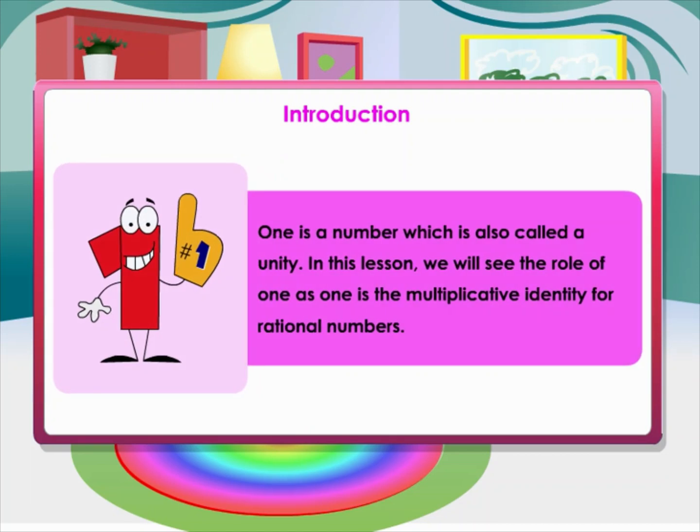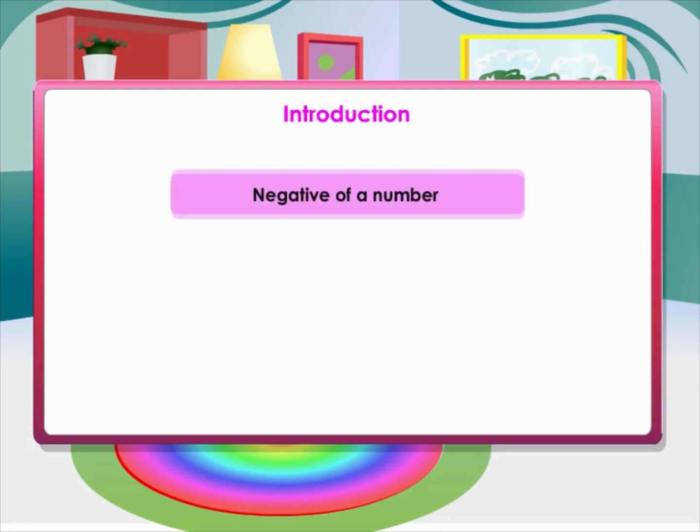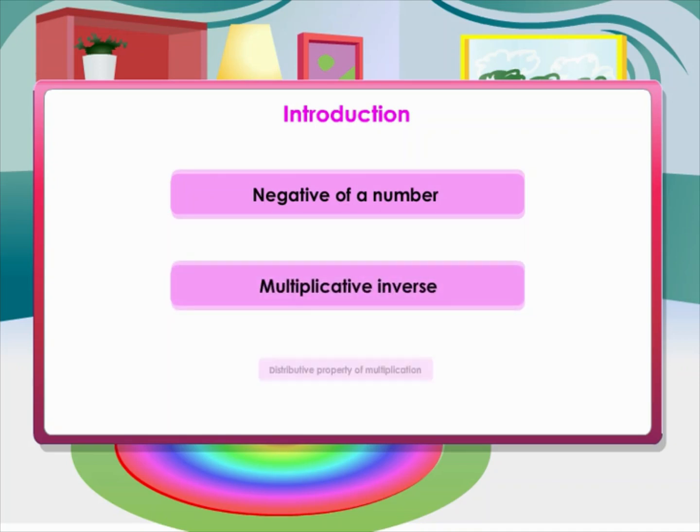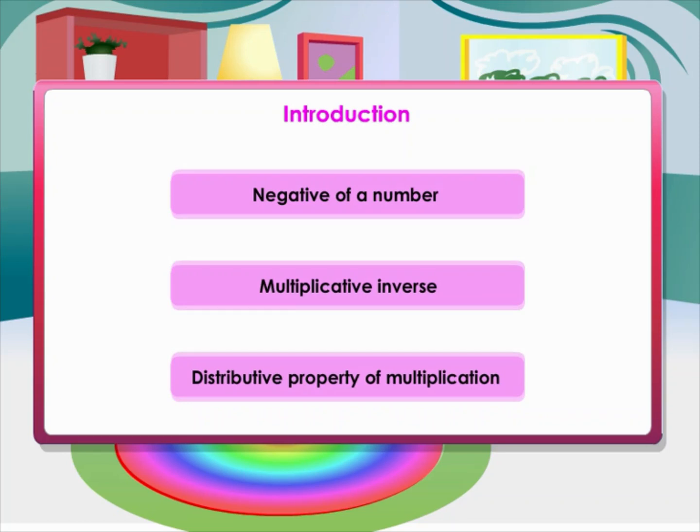1 is a number which is also called a unity. In this lesson, we will see the role of 1 as the multiplicative identity for rational numbers. We will also discuss the negative of a number, multiplicative inverse and distributive property of multiplication over addition.